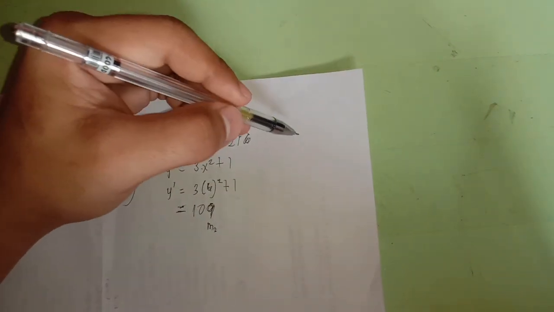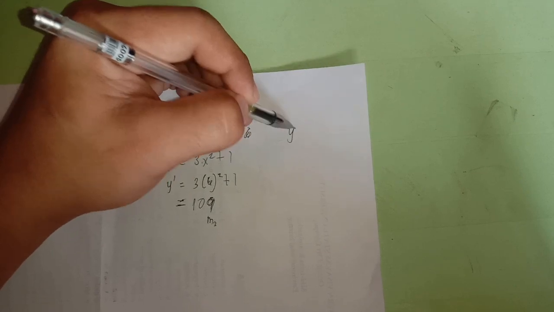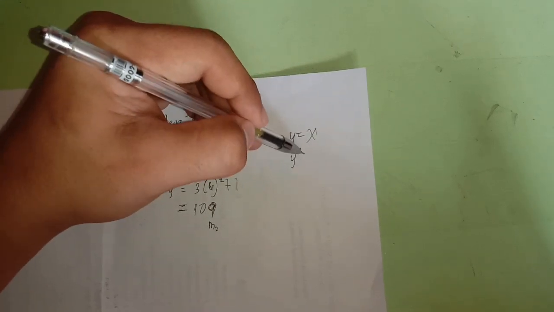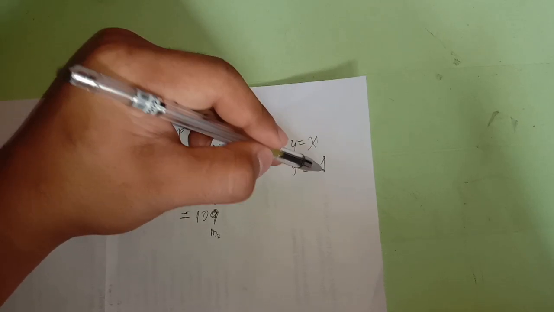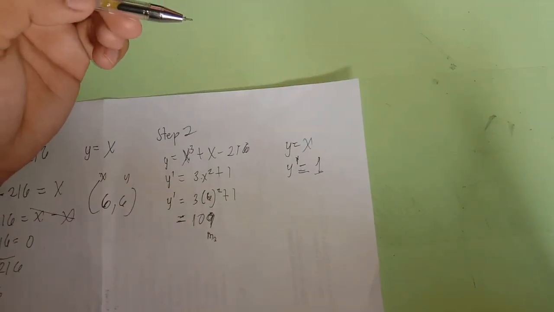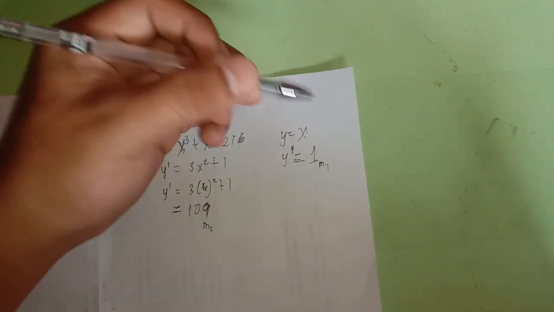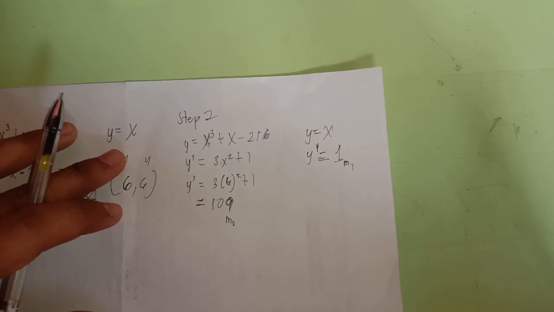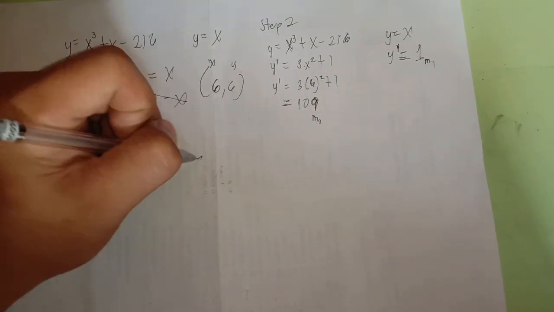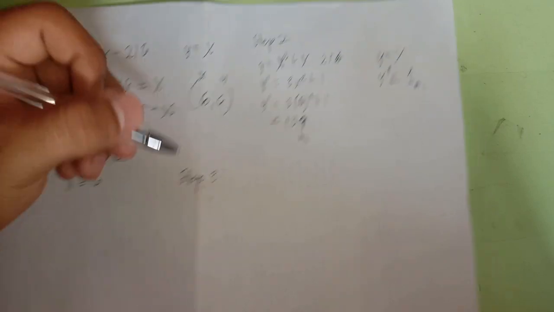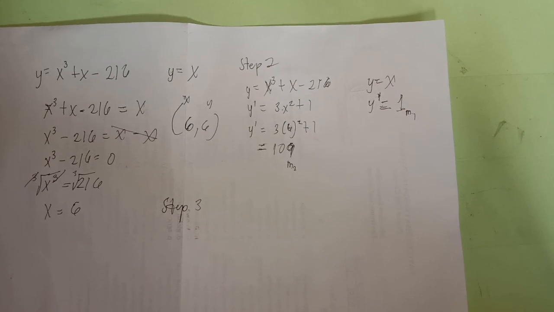So the other curve is y equals x, and y prime, the derivative of x, is just 1. So we are done. Oh, I forgot, this is M1. So we are done with step 2. Let's go to step 3. So our step 3 is to use the formula.